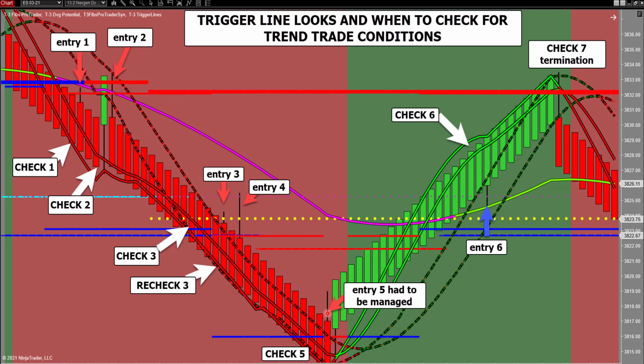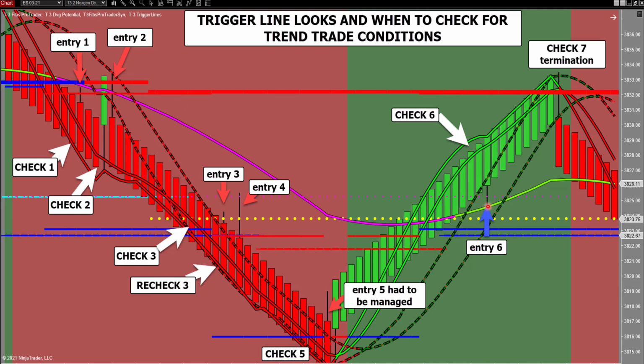The final way to use Fibonacci and trigger lines to establish trend trades is when Fibonacci changes state from support to resistance or resistance to support. At check number 6 you will notice Fibonacci resistance, which was red, turned into Fibonacci support, which is now blue. At check 6 the strong triggers will allow you to take another trend trade entry as the market pulls back on the smaller chart.